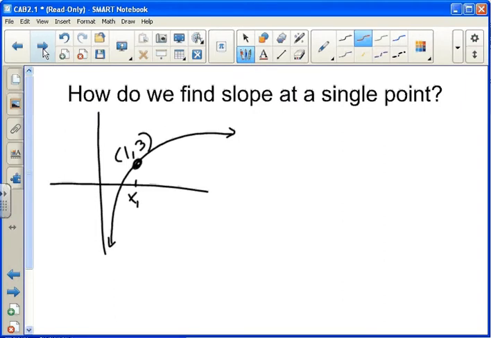Well, I just labeled this 1, 3, just kind of made this up so we had some numbers to work with. And I want to be able to find the slope of the tangent line to that point. The problem is, at least up to this point, and without calculus, I don't know how to find slope unless I have at least 2 points.